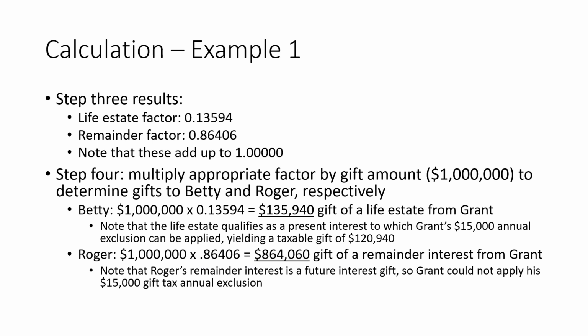But in Roger's case, the rest goes to him as a remainder interest gift, in this case $864,060. And since that remainder interest will be something Roger doesn't get until a point way in the future, it's a future interest gift, meaning Grant could not apply his $15,000 gift tax annual exclusion for this gift to Roger.